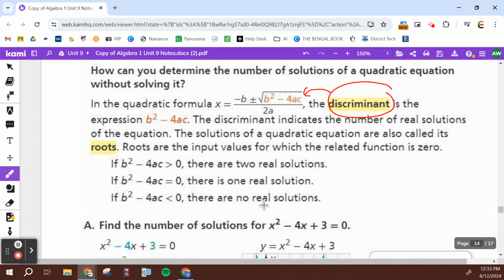So they talk about solutions, they use the word roots here, same thing, that you can have. So if the b squared minus 4ac is greater than 0, there's two solutions. What does that mean? It's really just a positive number. So if you get a positive number, two solutions. If it is equal to 0, one solution. If it's less than 0, just means you have a negative number, then you have no real solutions. It could be imaginary, but we haven't gotten into those yet.